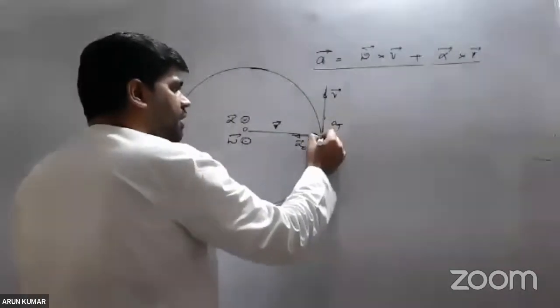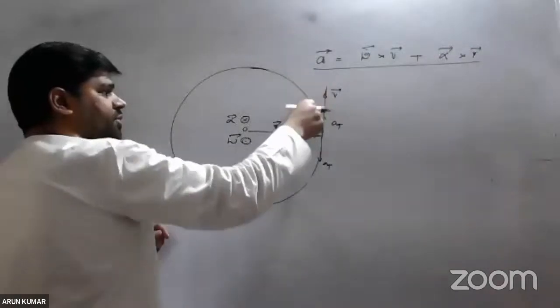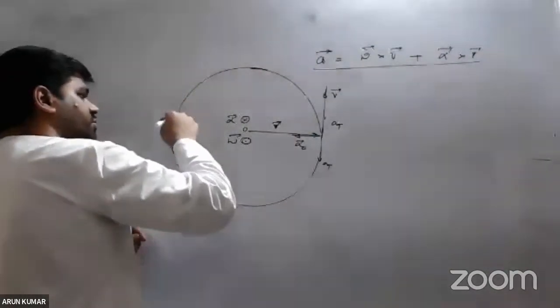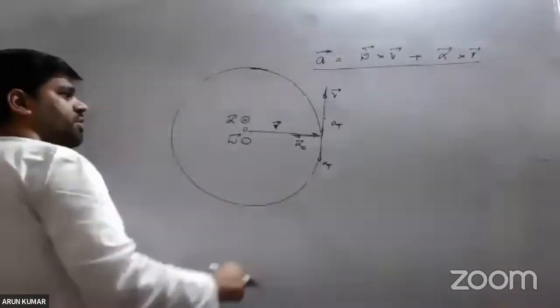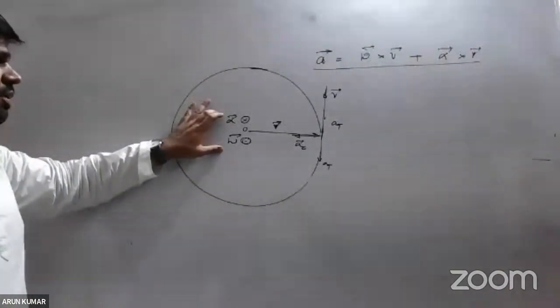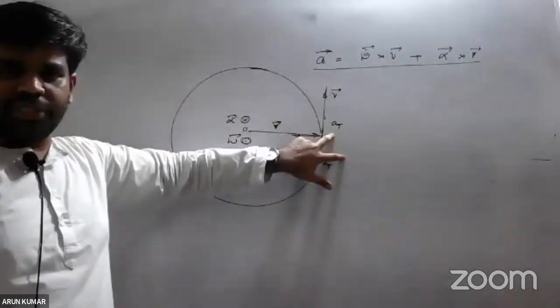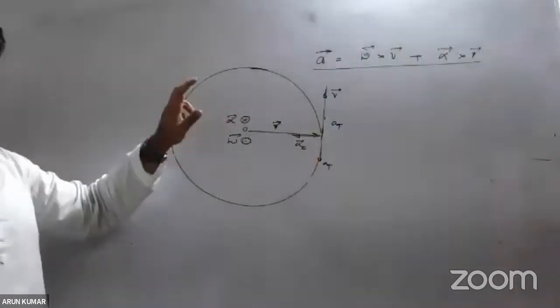That means what will happen to V eventually? We will reduce. Speed of the particle reduces. It keeps decreasing, stops, and then comes back. So to visualize omega and alpha, you can visualize V and AT. To visualize V and AT, you can take the help from omega and alpha.